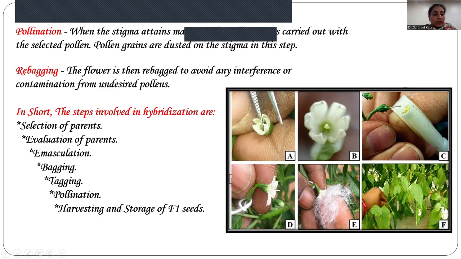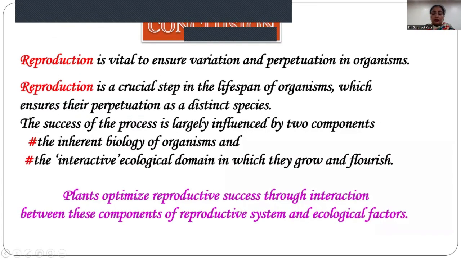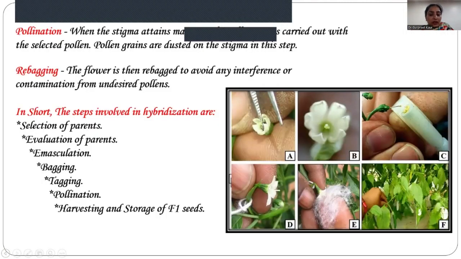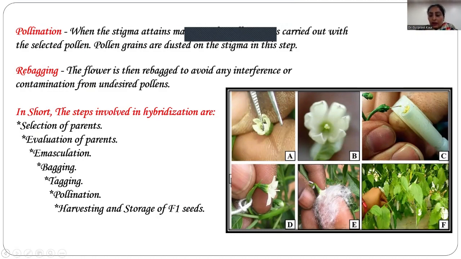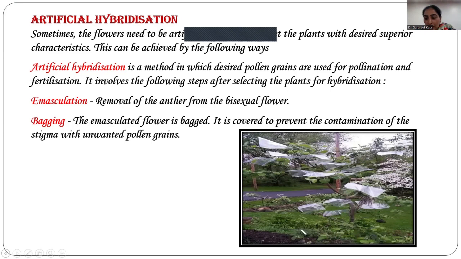In short, the steps involved in hybridization are selection of parents and evaluation of parents, because we need the parents of the variety we want. Then is the emasculation, that is, removing of anthers. After removing the anthers, bagging is done. You can see in the diagram here that the bags are put over the plants where emasculation has been done.